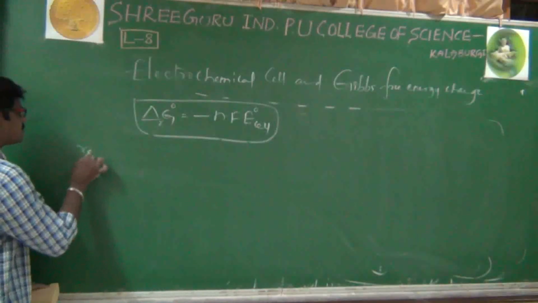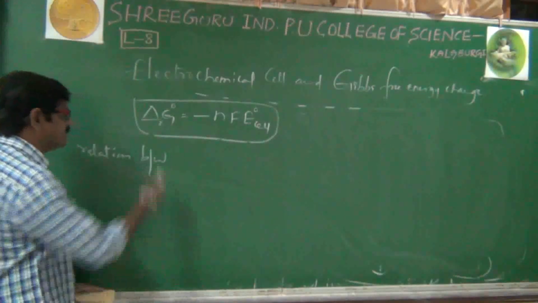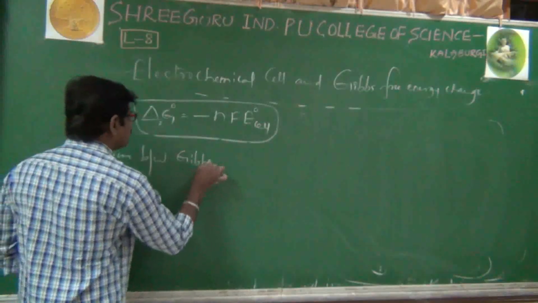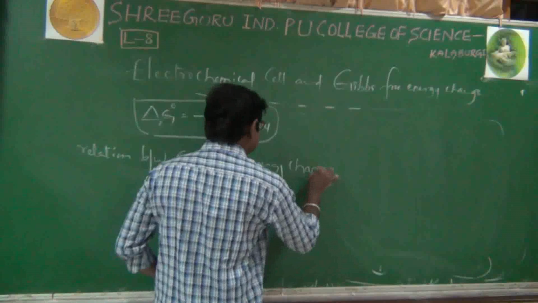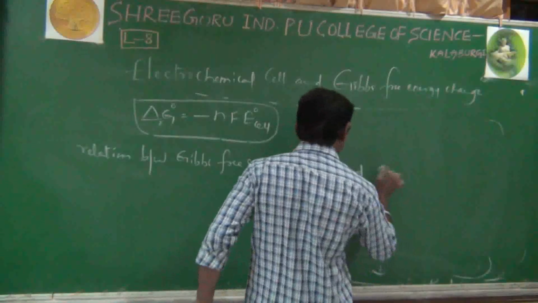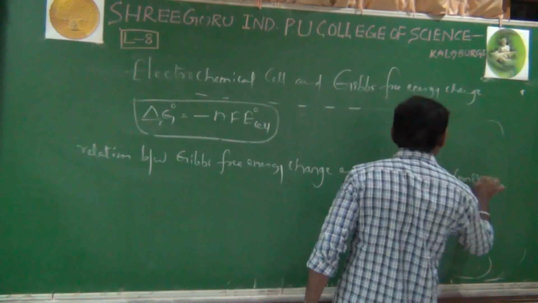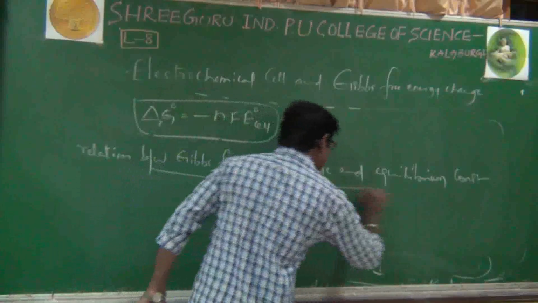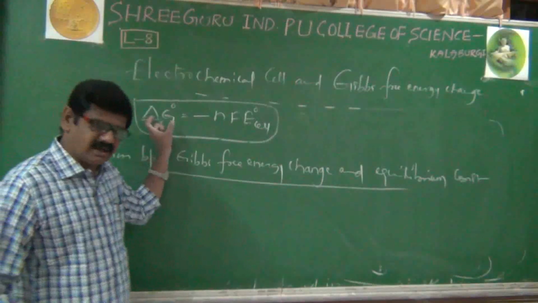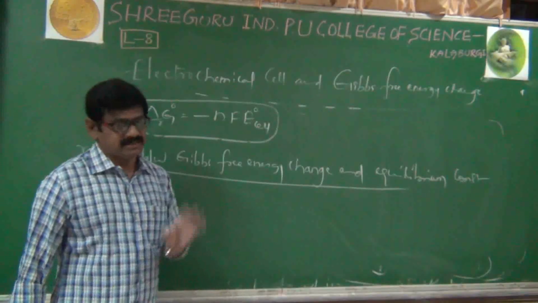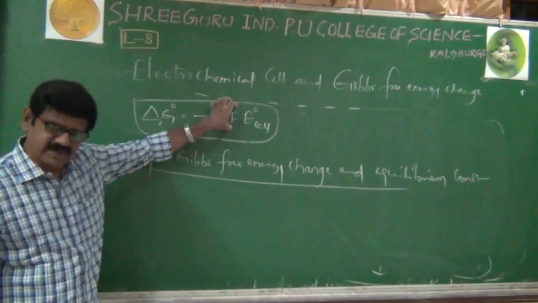Here now we'll write a relation between Gibbs free energy change and equilibrium constant. Now we have to write another formula. That formula is the relation between delta G naught and K. That we can derive by using this formula also. Okay, how to derive by using this formula we'll see now.